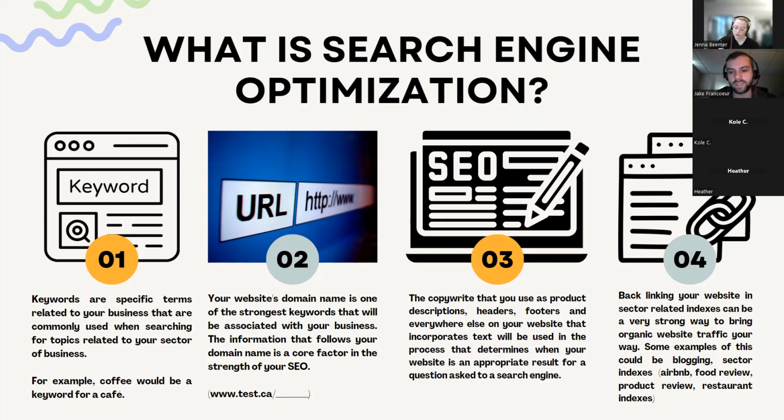What we're talking about when we say sector indexes is things like Airbnb, food review, product review, restaurant indexes. So it could be like Grubhub, or Airbnb if you own something, putting your property as a listing on there for rentability. Having that secondary route of discoverability aside from your own channel, which is your website, is pretty big in certain sectors. A good example of this could be Airbnb and a motel.